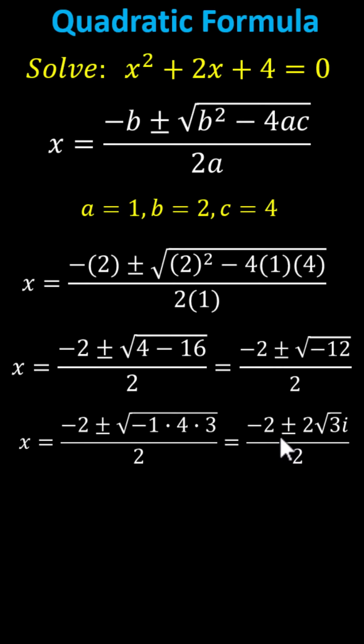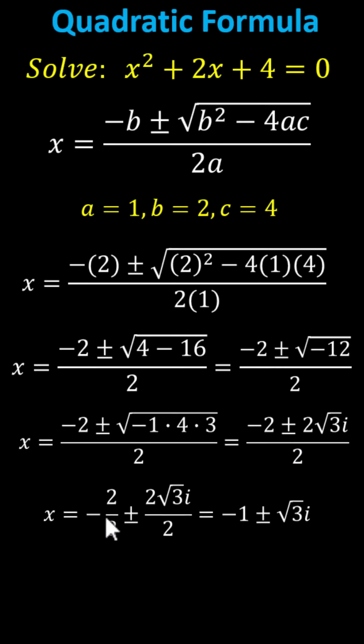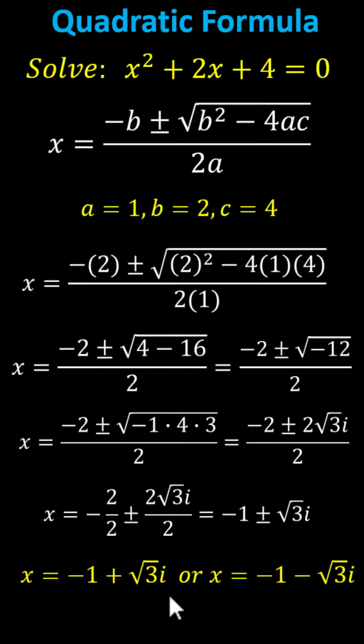And now to simplify, we'll write this as two separate fractions. We have x equals -2 divided by 2 plus or minus 2 square root 3i divided by 2. In both cases, 2 divided by 2 simplifies to 1, giving us x equals -1 plus or minus square root 3i, which remember represents two solutions, one with the sum and one with the difference.